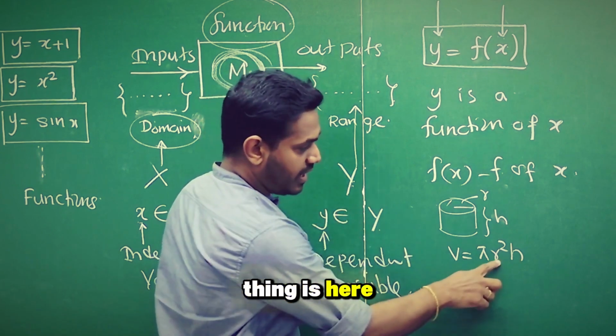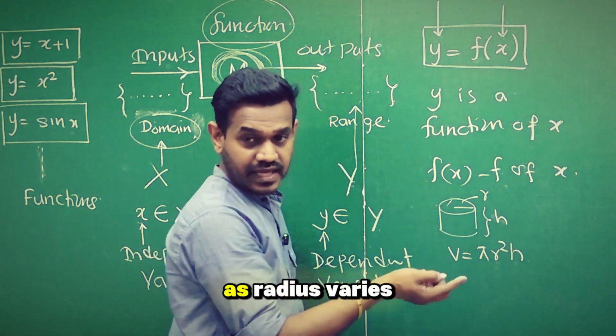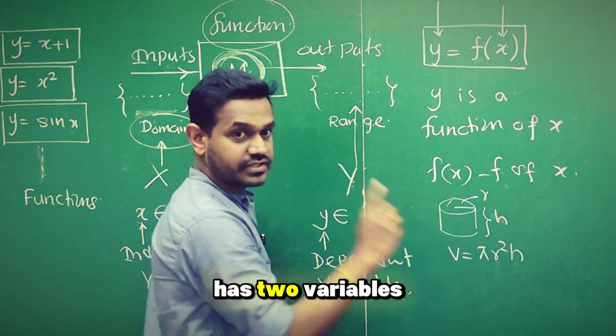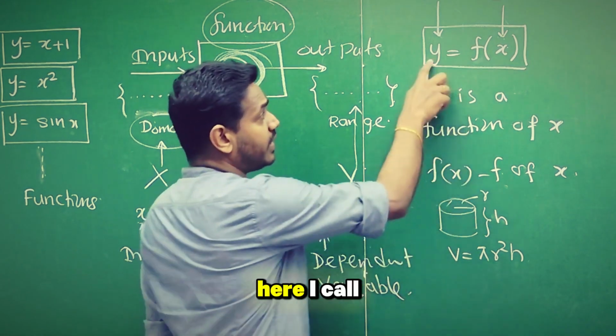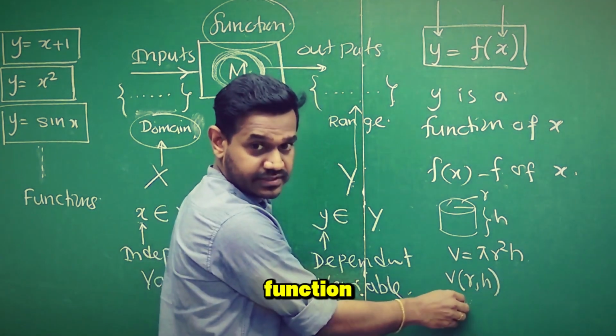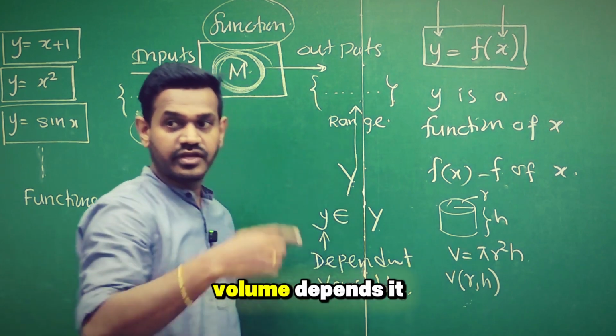But the thing is, here r, h, both are variables. Radius, as radius varies, volume varies. As height varies, volume varies. Then this function has two variables. We call it a multivariable function. Here y equal f(x), then here we can denote this one V(r, h). Here multivariable, specifically a two variable function. Then volume depends on radius and height.